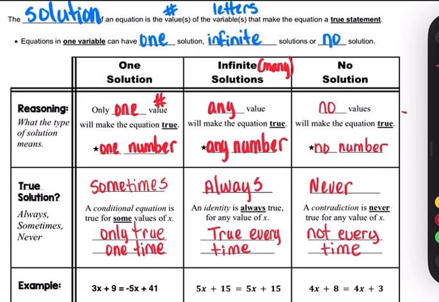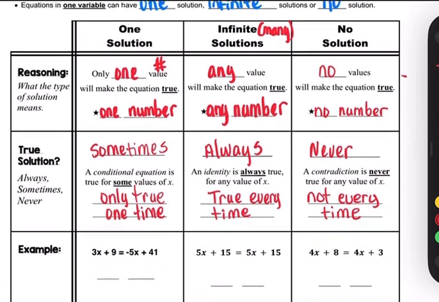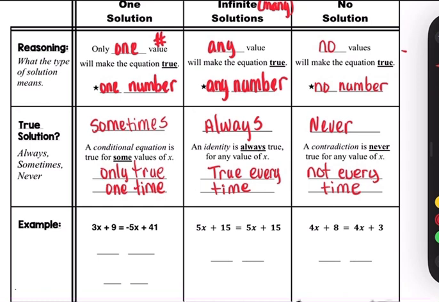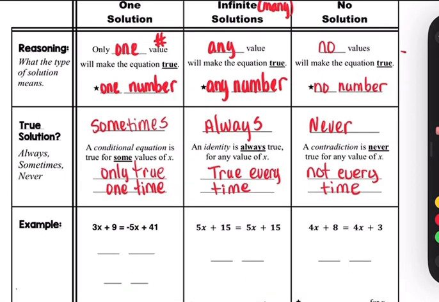Now we're going to take some time and go over some examples so that you can add this to your understanding of the differences between how to recognize whether it's one solution, no solution, or infinitely many solutions. So the first thing I want you to understand is how we need to look at this problem. We need to understand how to move the variable to one side of the equation, and you always want the variable to equal a number.